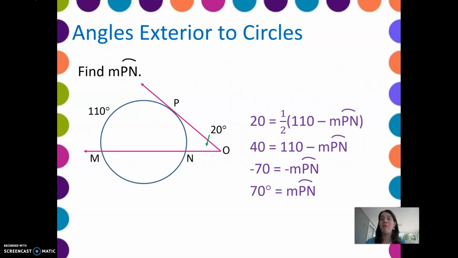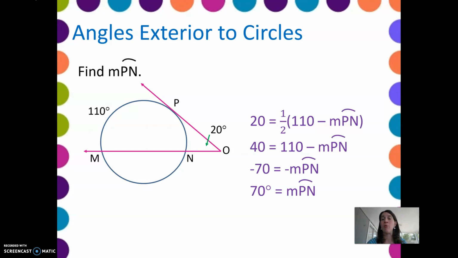Now, a quick way for me to check that. If you had the two arcs, would the angle be 20 degrees? Yeah, 110 minus 70 is 40, and then half of 40 is 20. So I know that my answer does make sense according to the work that we just went through.